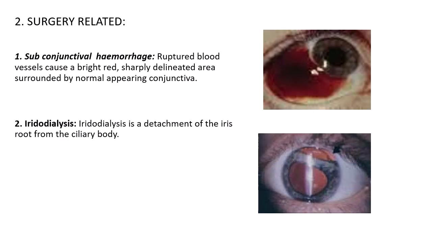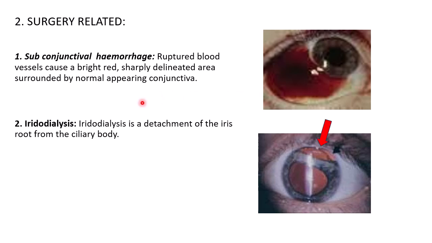Next, we come to surgery related intraoperative complications. So there can be a subconjunctival hemorrhage, more commonly seen with SICS, in which we do a peritomy. Some blood vessel may bleed excessively and lead to accumulation of blood below the conjunctiva. It looks like this. It's a bright red, sharply delineated area surrounded by a normal appearing conjunctiva.